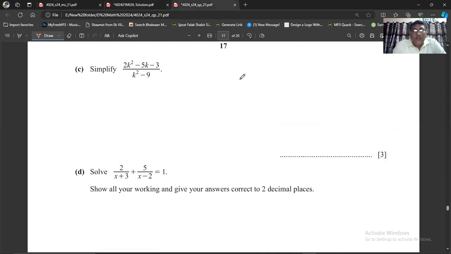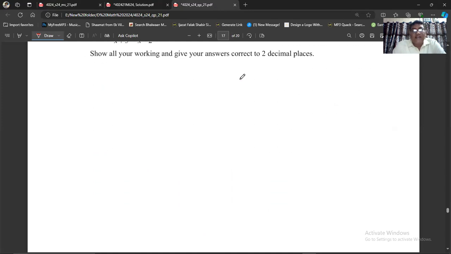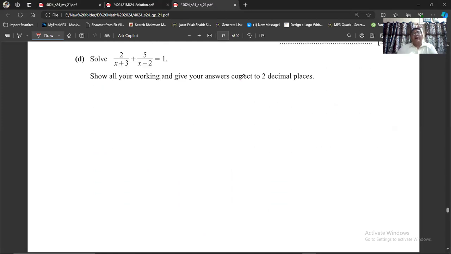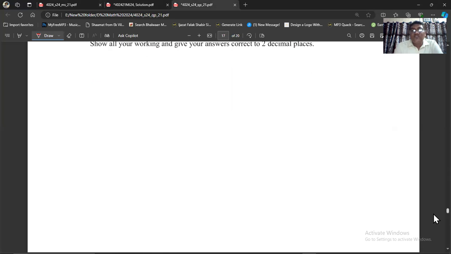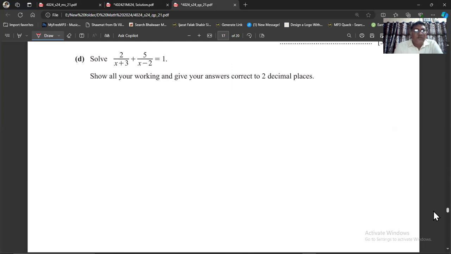Okay, so we are going to the next part, and the next part is the D part. It says solve 2 divided by x plus 3, plus 5 divided by x minus 2, equals 1. Show all your working and give your answer to correct two decimal places. This question is, I hope, 6 marks. Okay, so very simple, straightforward question.